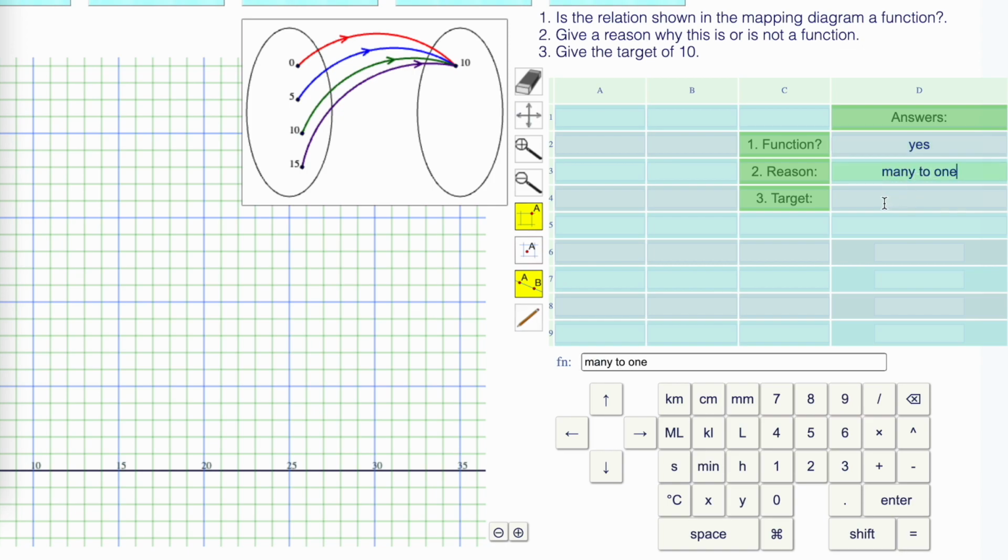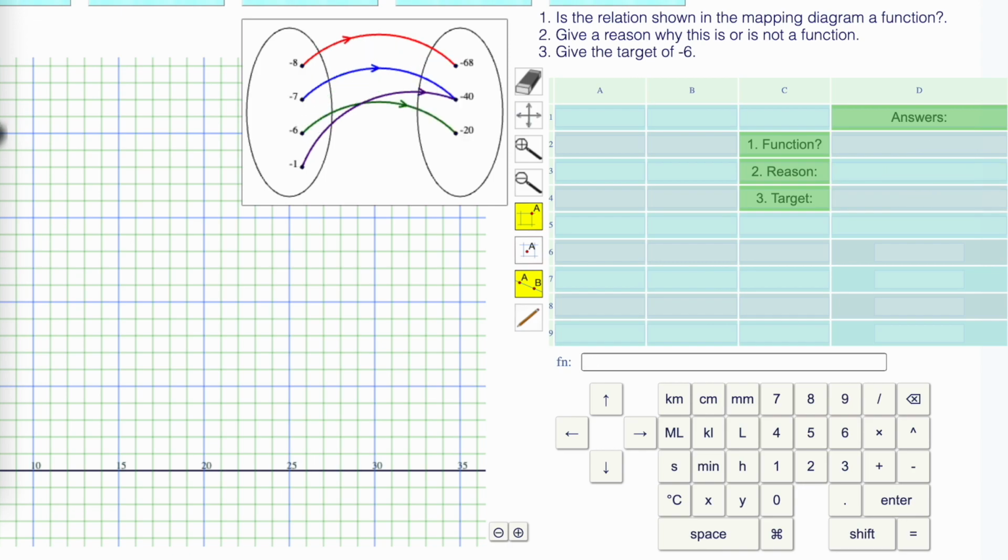And think of the blender again. The target of 10. 10 is pointing at 10. Then press enter to see if you're right. This is also a function. The reason it is, here you have two x's pointing at one y, so it's many to 1. For every x, you have one y. For some x's, two x's are pointing at one y. It's many to 1. The target of negative 6. Negative 6 is pointing into negative 20.